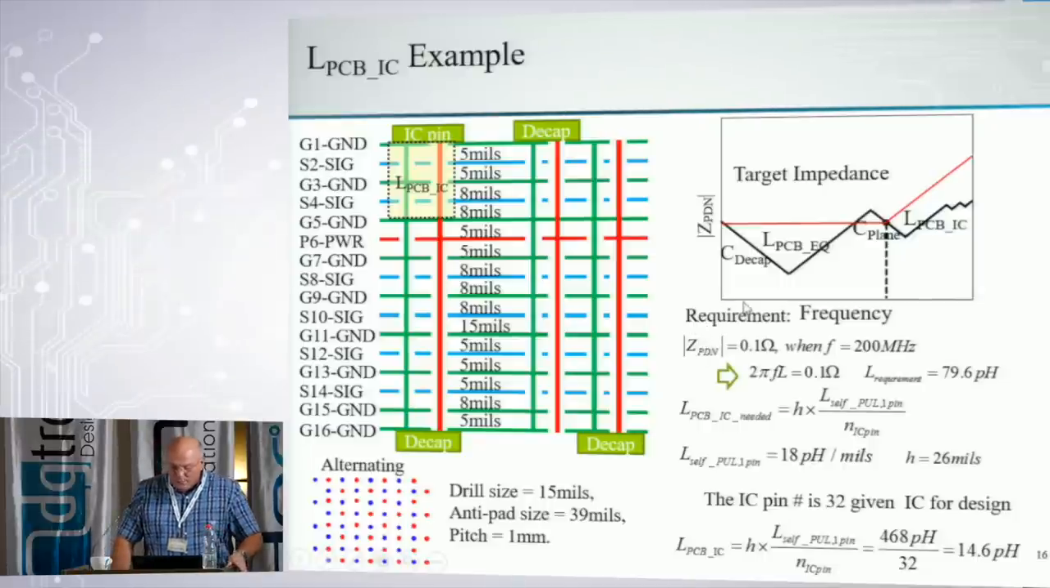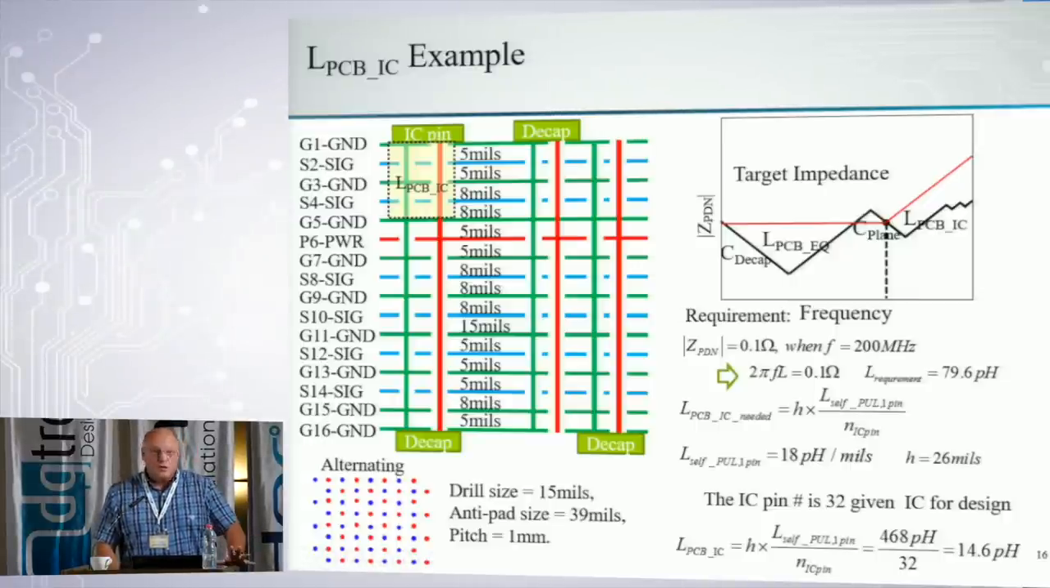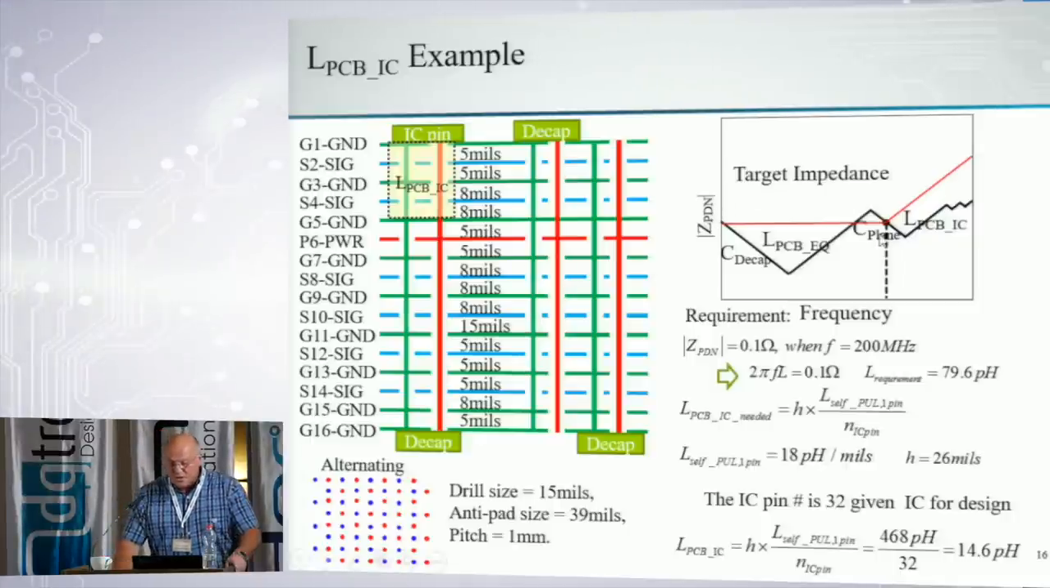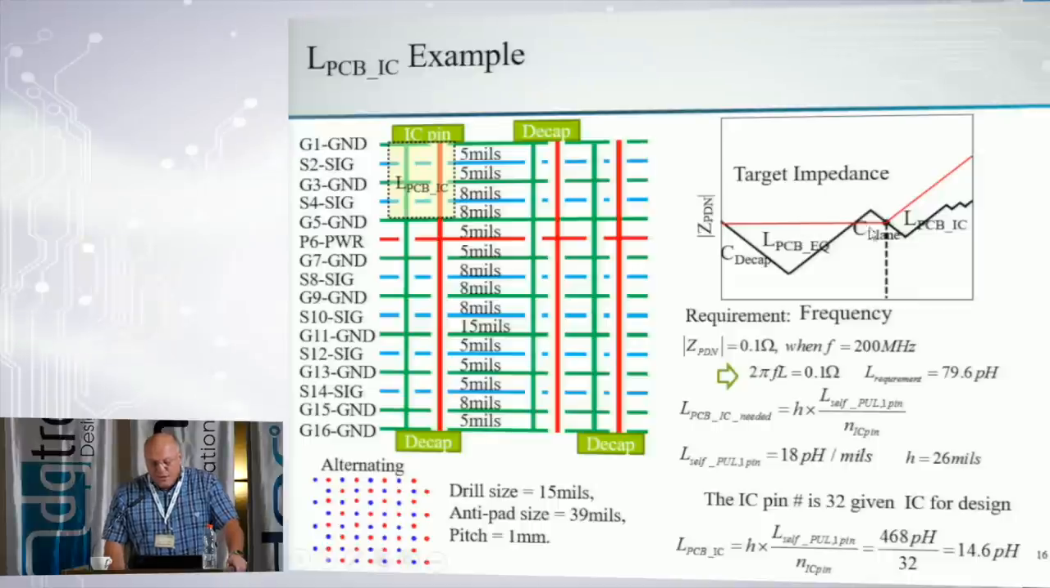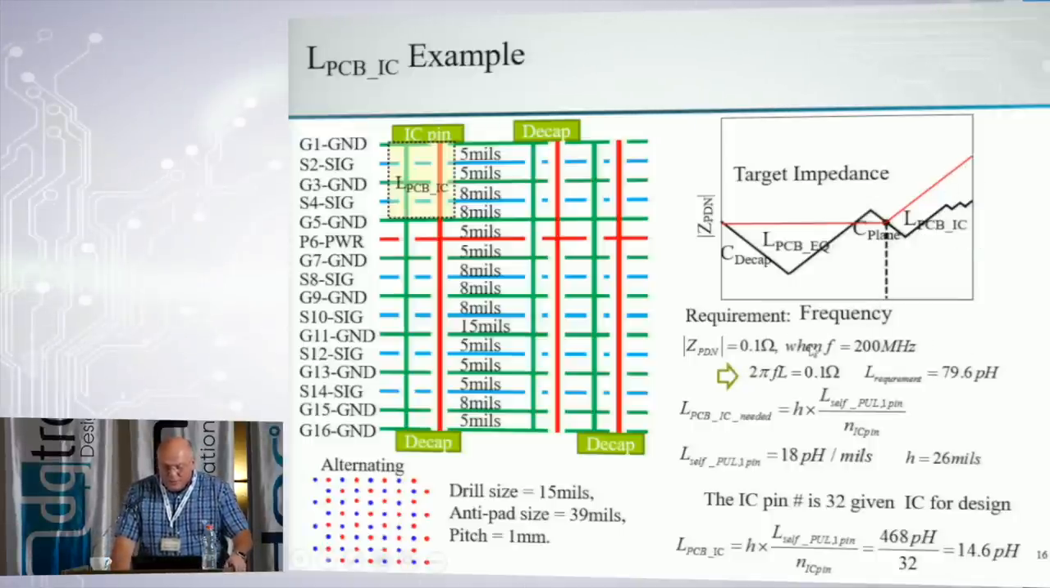Suppose that we have a PDN target impedance that's a tenth of an ohm. People usually establish that from a DC impedance, and typical numbers will range from about a tenth to several ohms, depending upon the designs you're doing and the frequency of the designs. It will be established here in this DC range, and then we will go up at 20 dB per decade. So if we have a tenth of an ohm at 200 megahertz, then our requirement for the inductance is about 80 picohenries.